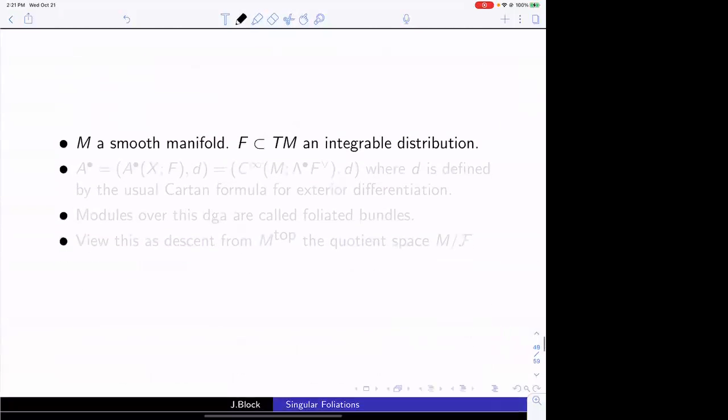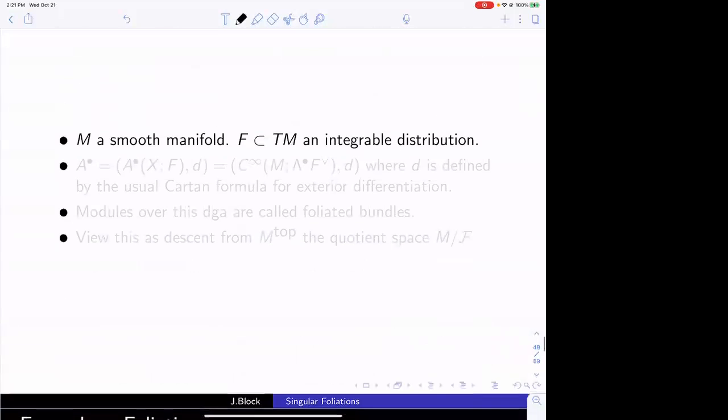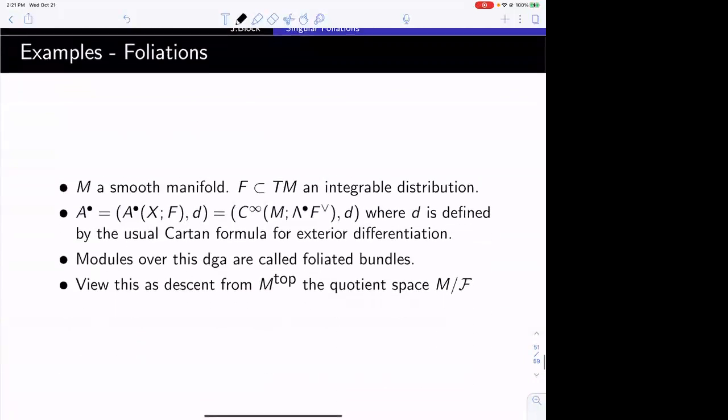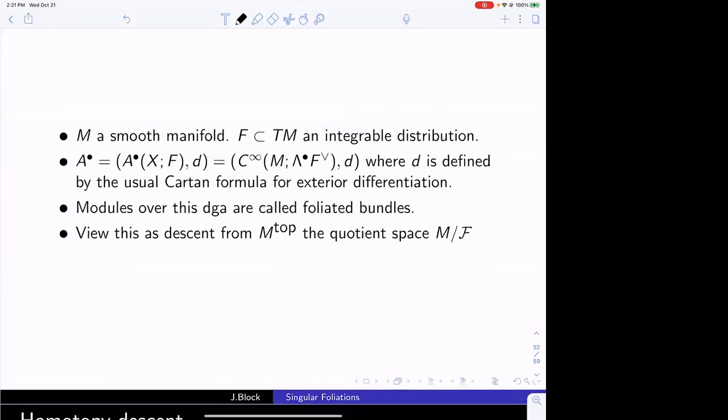And finally, foliations. If M is a smooth foliation, then there's a famous DGA that corresponds to it. So F right now is just a regular ordinary foliation, and you have F sitting inside T as an integrable distribution. And you form this algebra A dot of X comma F with D. It's the C infinity sections of the exterior algebra on the dual of F. Here D is defined by the usual Cartan formula for exterior differentiation.